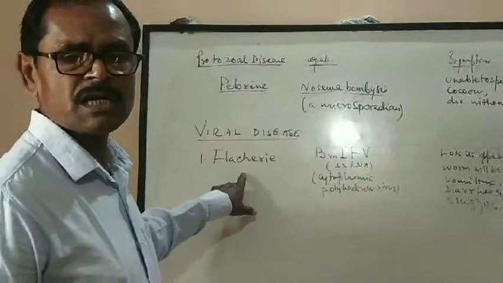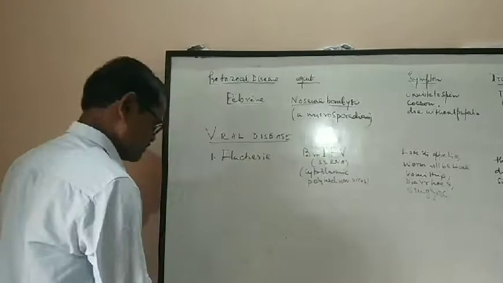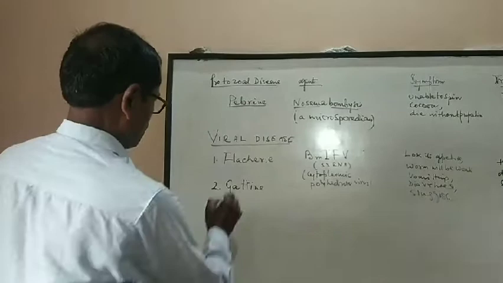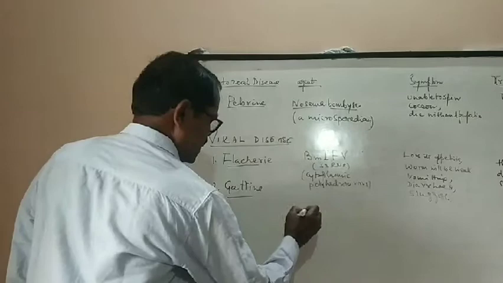The second viral disease is Grasserie. The causative agent is a virus.